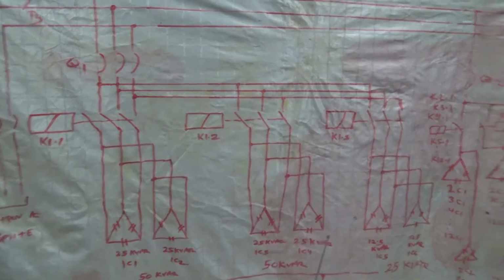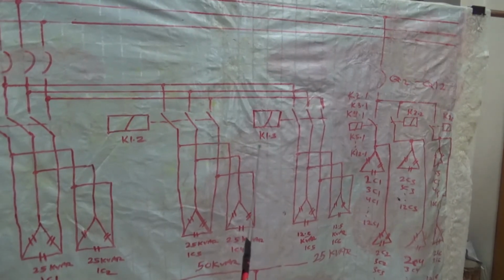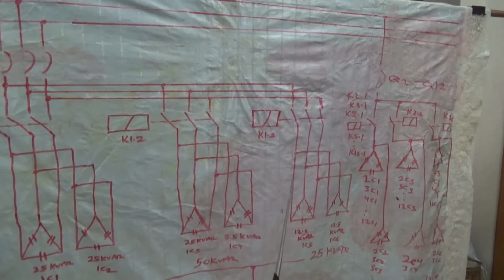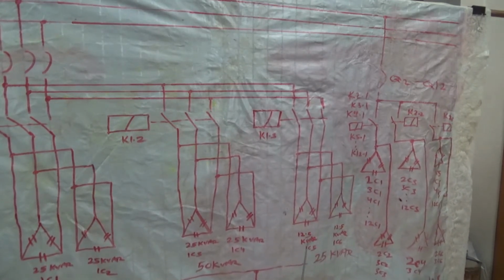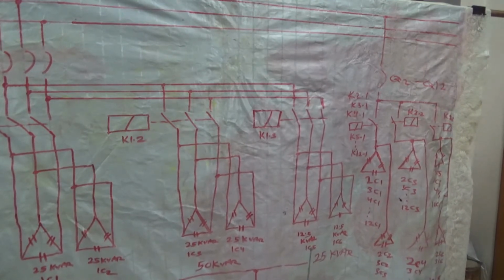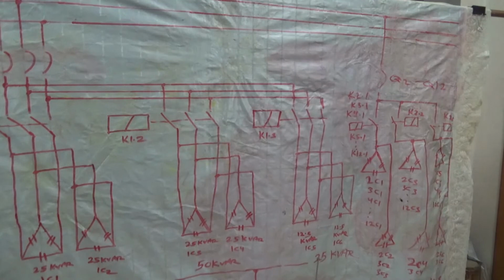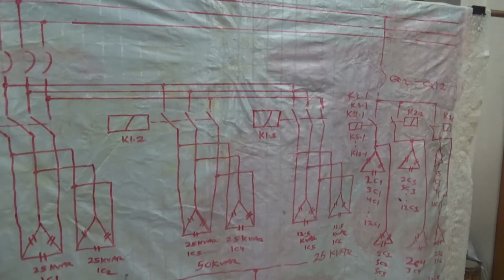The third set is K1.3. Then it is going to feed 12.5 kVAR each, 2 capacitors in parallel, 12.5, then 12.5. This is combined 25 kVAR. So total is 50 plus 50 plus 25.